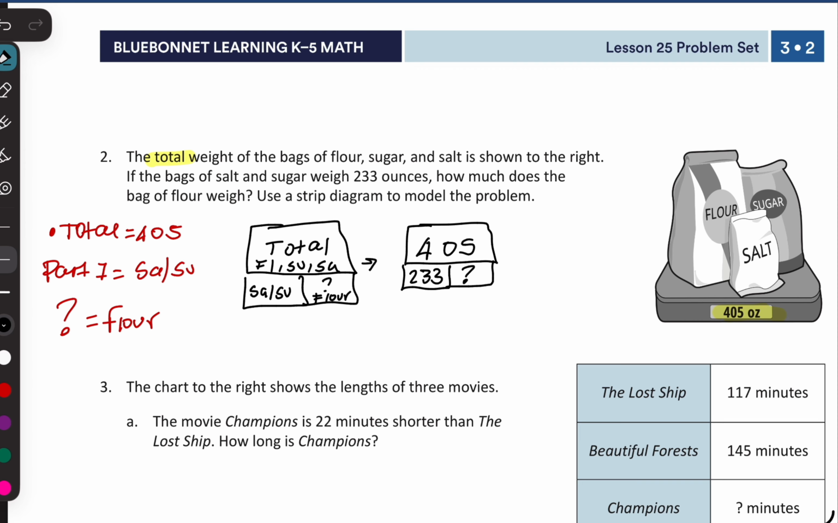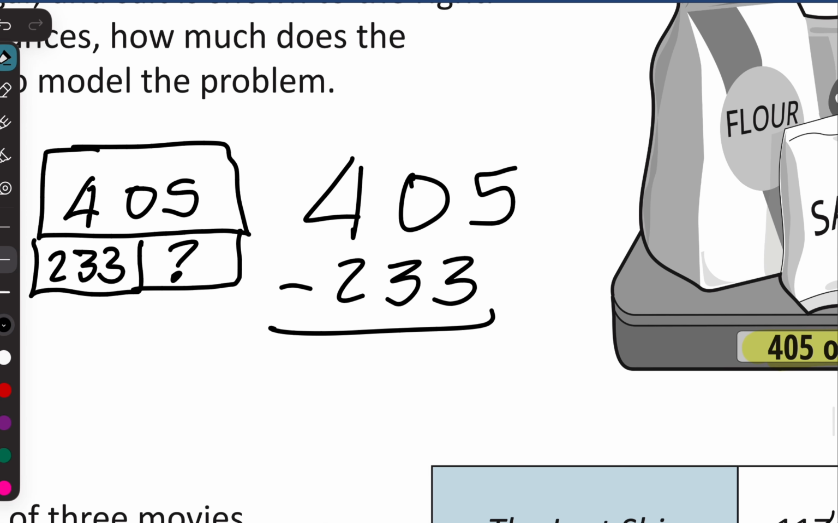So I can choose to use any strategy that I want, which could be the place value disk, or I can use standard to solve this problem because this is a subtraction strip diagram. So I'm going to do 405 minus 233. Okay, so when I look at this problem, again, I'm going to do the same strategy I've been doing. I'm going to draw my lines, and I'm going to go ahead and solve. So I'm going to do 5 minus 3. I'm going to do 5 and take away 3.